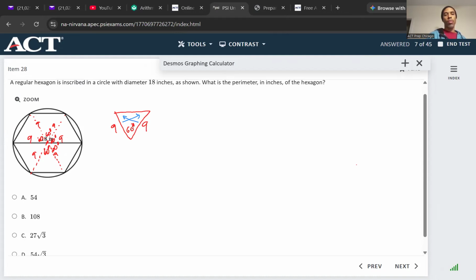180 is the full circle. 180 minus 60 is 120. You split 120 two ways, and it's 60. So that means these are also 60, which I kind of knew. So these are equilateral triangles, which also means that this side is 9. Okay, so hopefully I didn't go too fast.